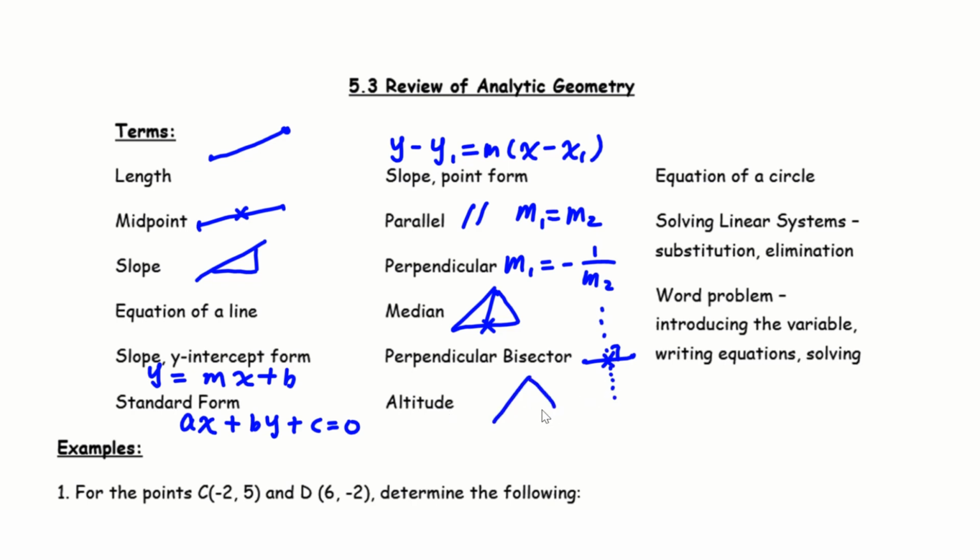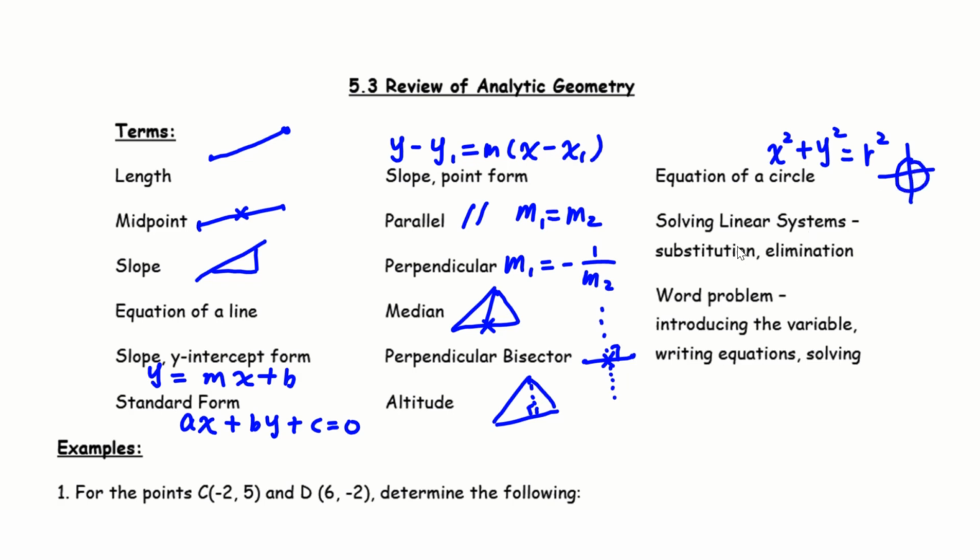Altitude is in a triangle from one vertex, draw the height to the opposite side. This is the altitude. Equation of a circle is going to just have x squared plus y squared equals r squared. It means the circle is centered at the origin.